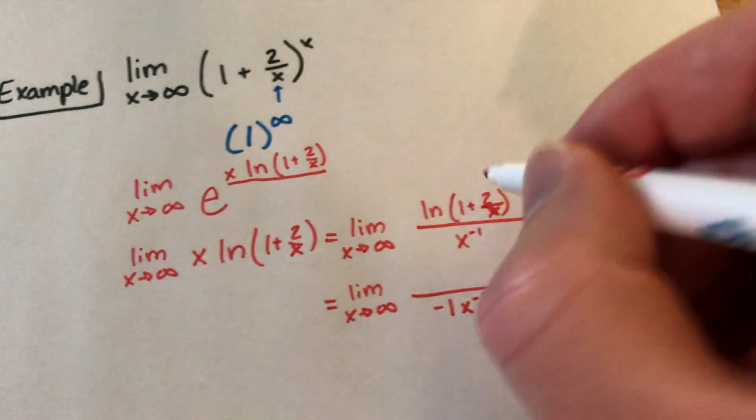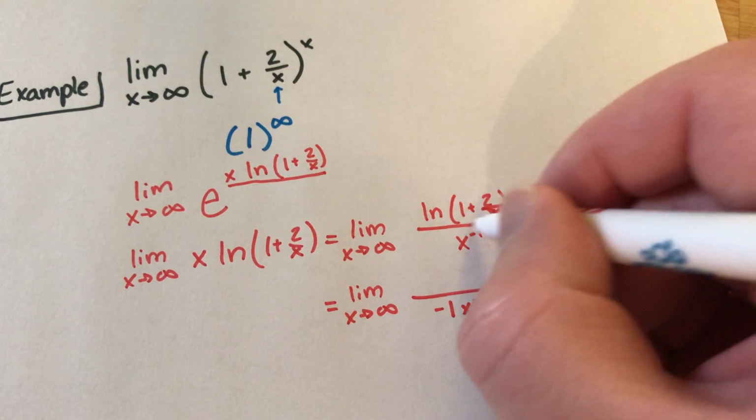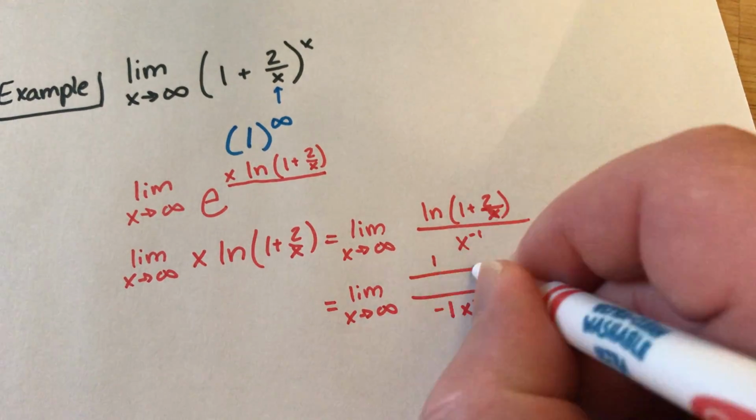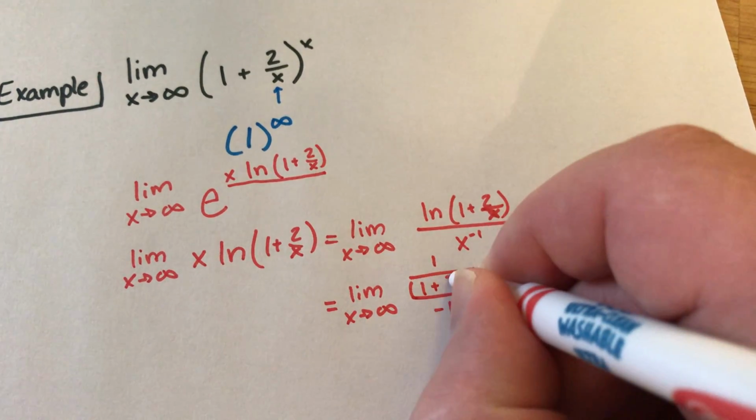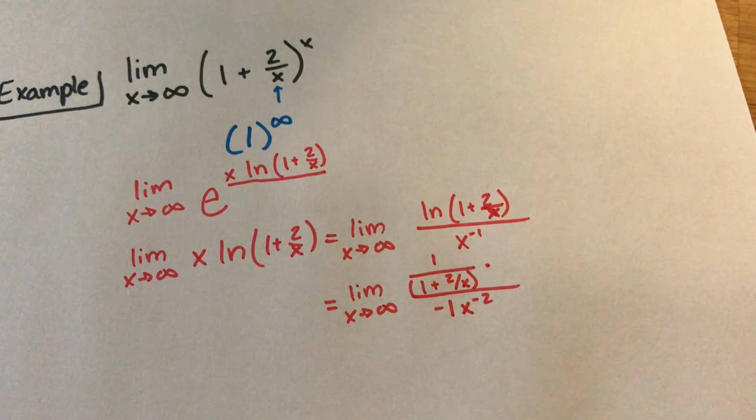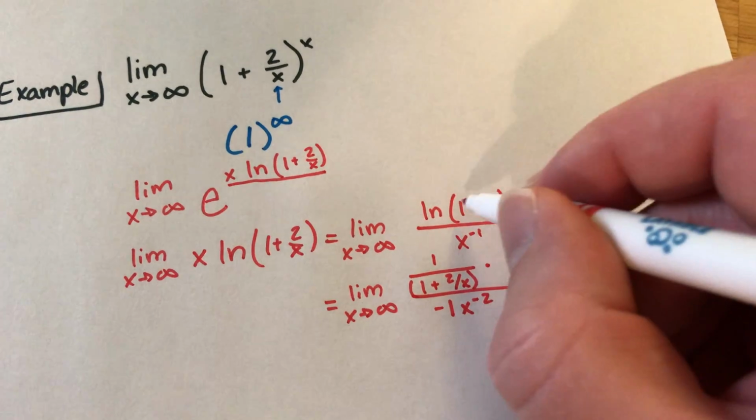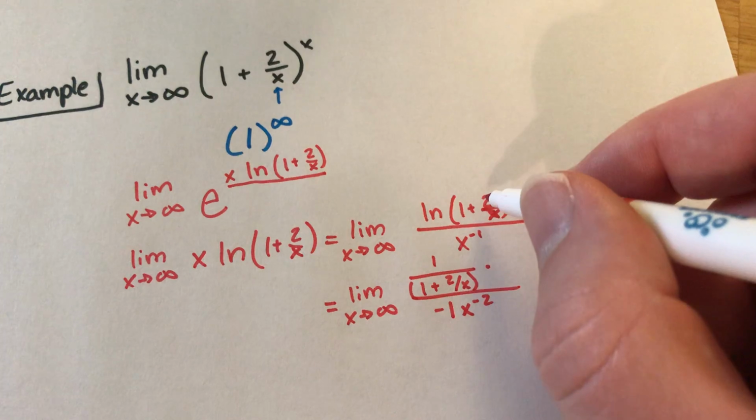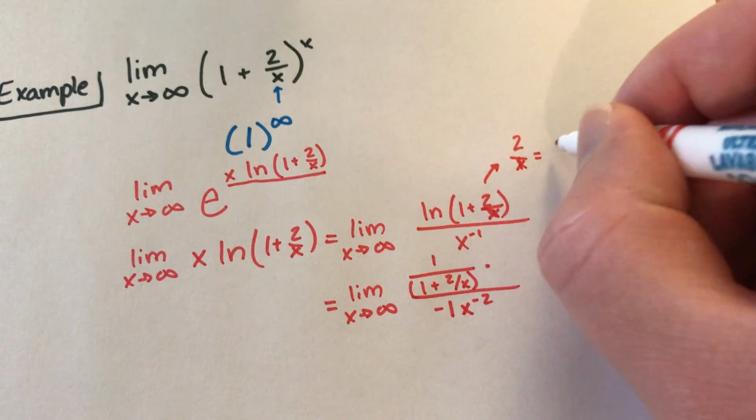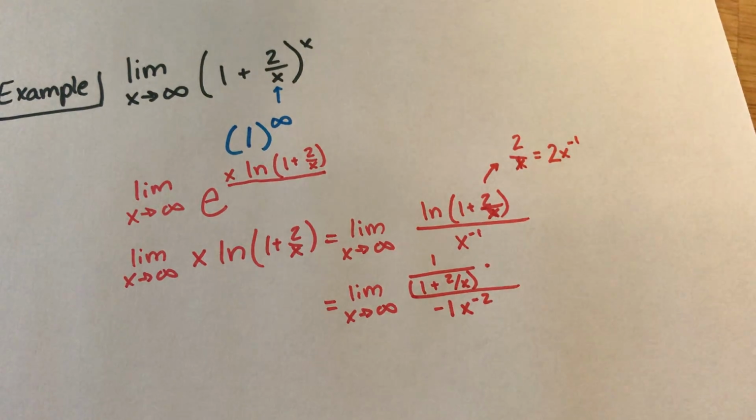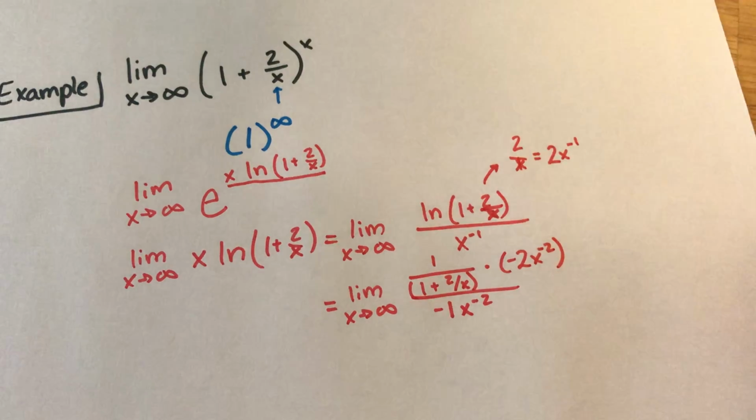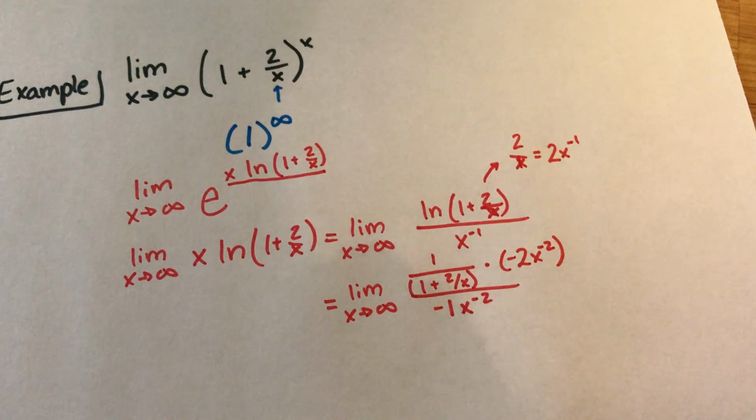In the numerator, I'm going to have to worry about doing kind of a chain rule sort of thing up there with this natural log. So I'm going to write it as 1 over 1 plus 2 over x, because that's what the natural log's derivative is. Then I'm going to multiply it by the derivative of what's on the inside. Well, that 1's going to turn into a 0. And I could think about this 2 over x as 2 times x to the negative 1. So that's going to give me a negative 2x to the negative 2 as I'm multiplying.